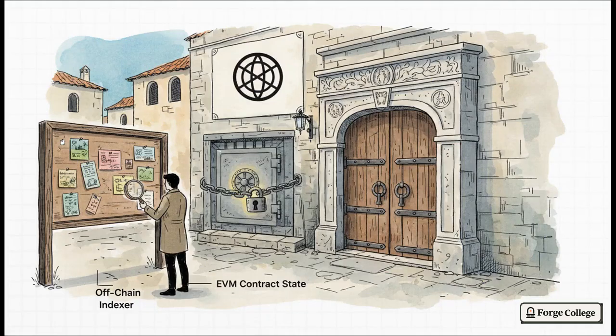Now, event logs, they are totally different. Think of them as postcards pinned to a public notice board right outside the building. Anyone walking by, like an off-chain indexer, can stop and read them. But here's the kicker. You can't use a postcard to change what's inside that locked safe. The postcard is literally just telling the neighborhood what the person inside the room did.